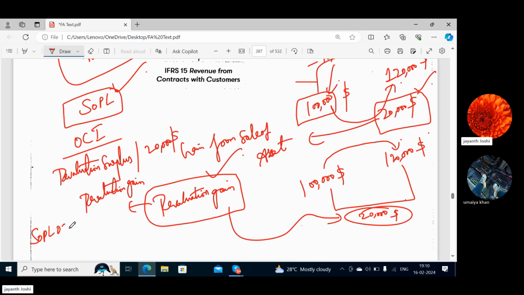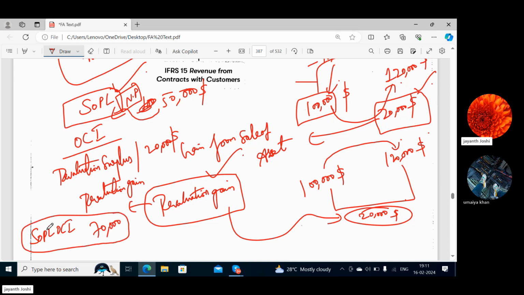Then SOPL and OCI. The total of statement of profit or loss and OCI would be, let's say, $50,000 is your statement of profit or loss net profit. That means you have made a statement of profit or loss and the net profit you got is $50,000. 50,000 and 20,000 makes it 70,000. So this is your total statement of profit or loss and other comprehensive income section total. Fine. Umaya, did you follow this?